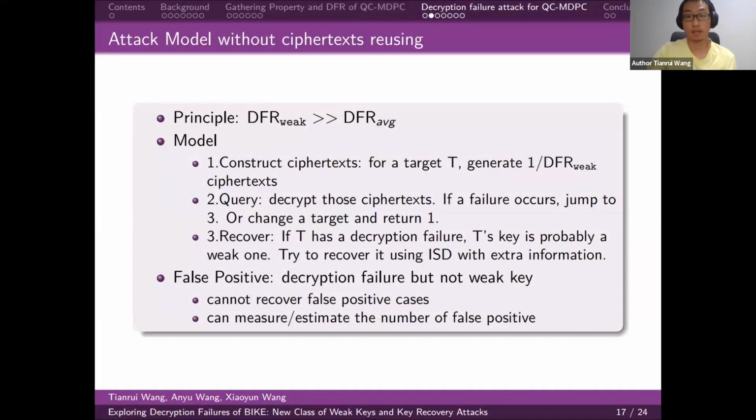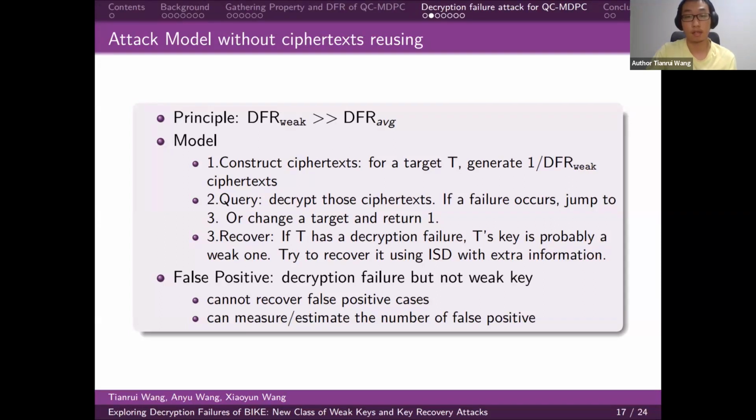First, let's consider the attack without ciphertext reusing, which means that distinct ciphertexts are employed for each target. Our main principle is that the DFR of weak keys with the gathering property is much higher than the average DFR. So if we meet a key with high DFR, it has a high probability of being a weak key. The attack model consists of 3 parts. Firstly, construct ciphertexts. For target T, we generate the inverse of DFR weak ciphertext.